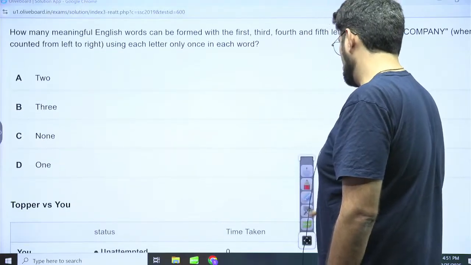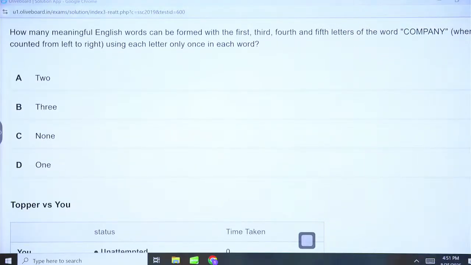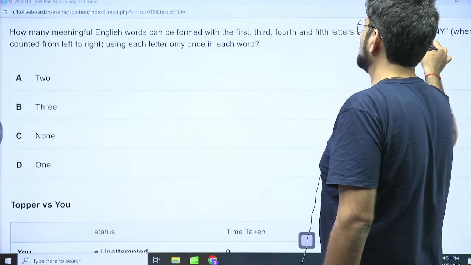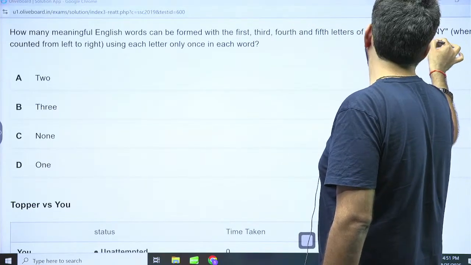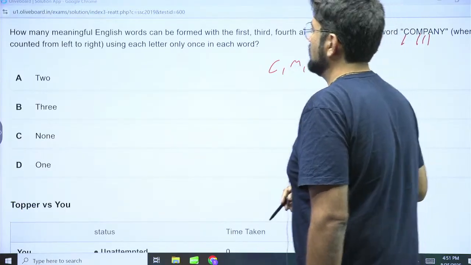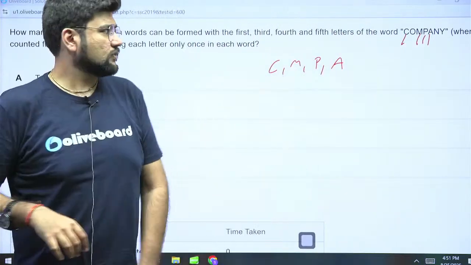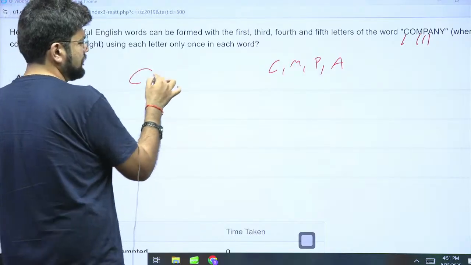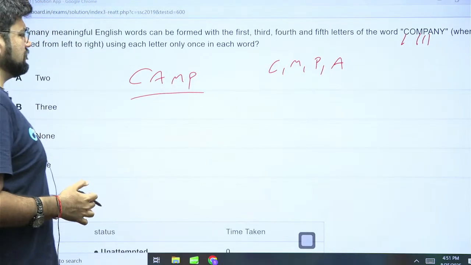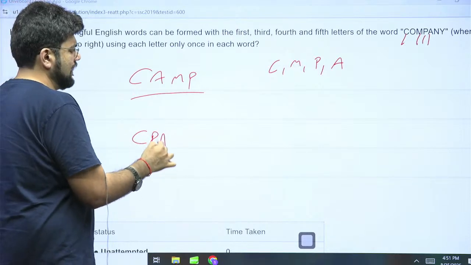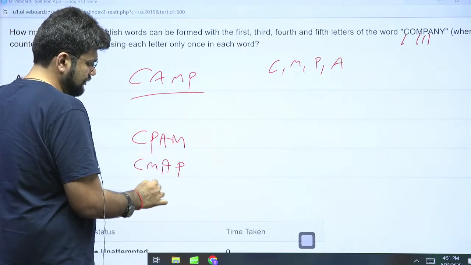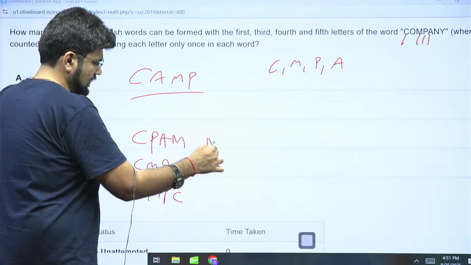How many meaningful English words can be formed from the first, third, fourth and fifth letters? C, M, P, A. Left to right, each letter only once. Okay. Camp is one word which I can find out. Anything else you think? CMAP, CPAM, CMAP, MAPC, MPAC.